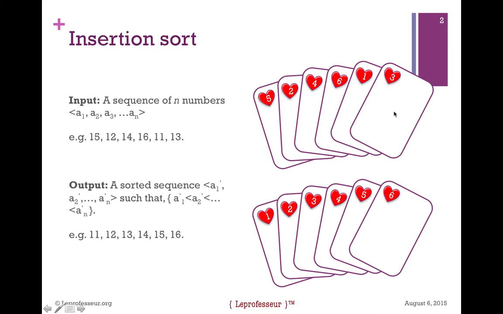Same thing you do with the number 3 card. You can quickly find out that the number 3 card is bigger than number 2 and less than number 4, so it should be in between 2 and 4. So take the number 3 card out and insert it in between 2 and 4. And finally, you get the sorted card sequence in your hand: 1, 2, 3, 4, 5, 6.